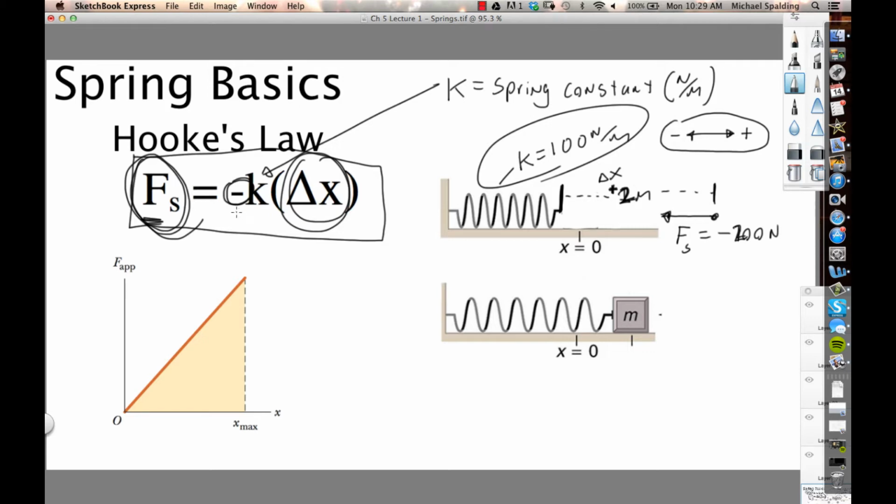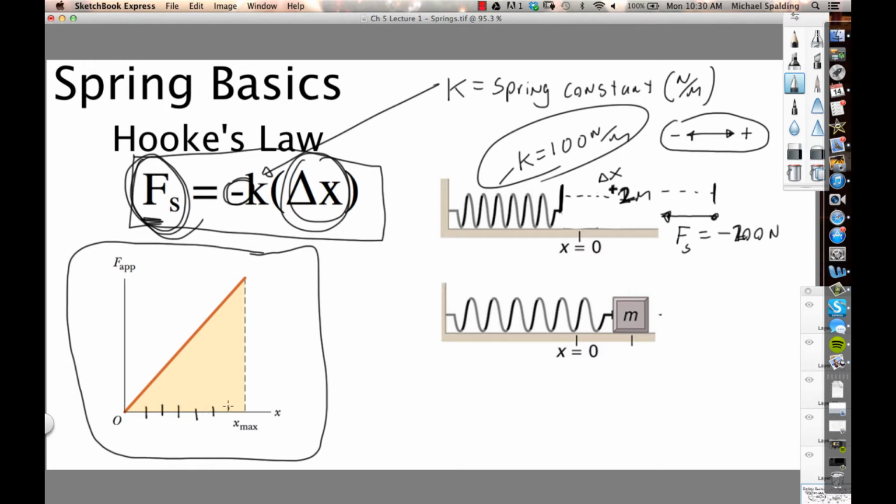I guarantee you're going to come across a problem where you're given a graph for a spring being stretched, like this right here. This is the graph you would get if you plotted force versus displacement. Here we're stretching, stretching, stretching, farther, farther, farther. We're pulling the spring farther and farther.